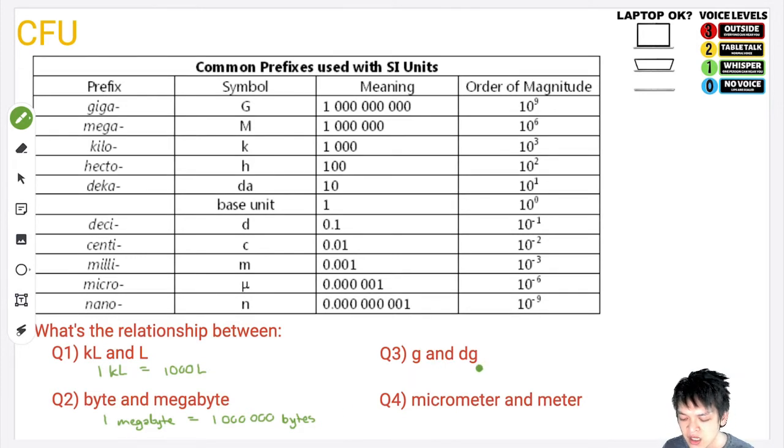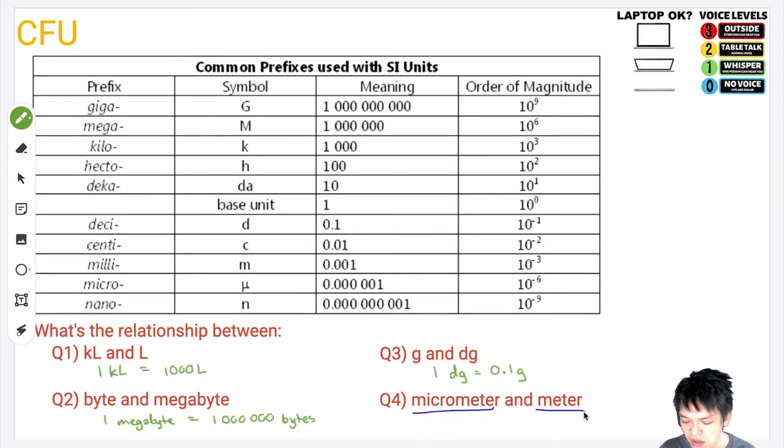Question number 3. Grams and decigrams. Try not to get it confused with decagrams, because deca is actually DA. So grams and decigrams. The prefix here is deci, so we're looking at this. A decigram is how many grams? 0.1 grams. And again, to be more visual, we can just put the G right here. Decigrams, 0.1 grams. You can put 1 in front of decigrams and put an equal sign between these two quantities. 1 decigram equals 0.1 grams. There it is.